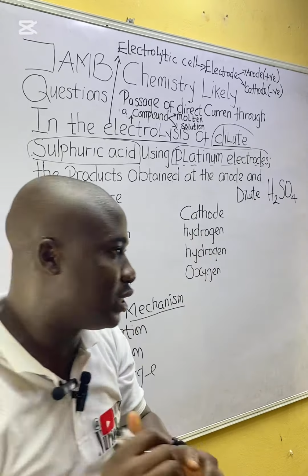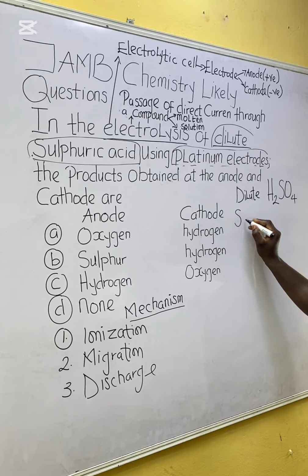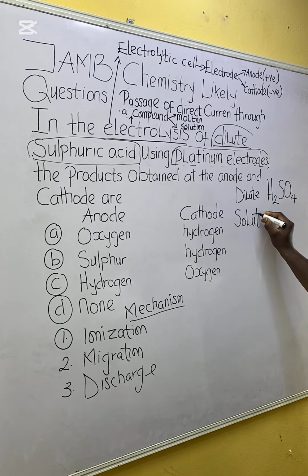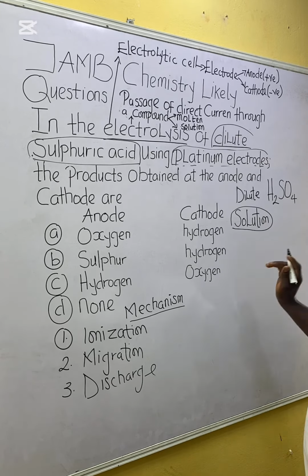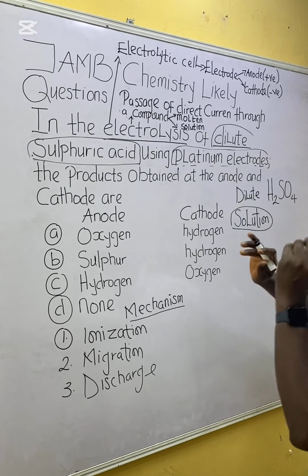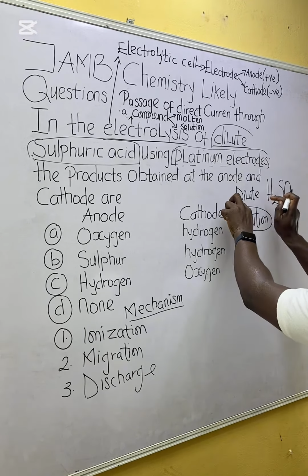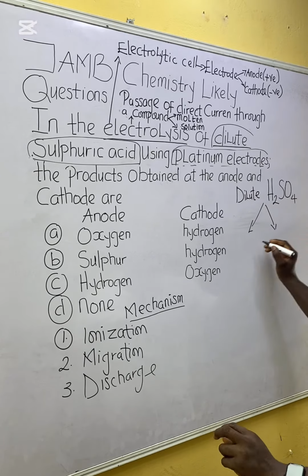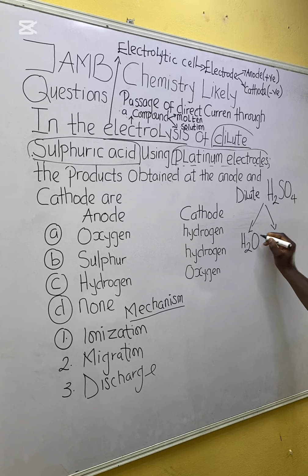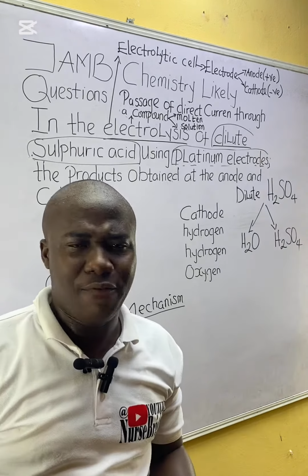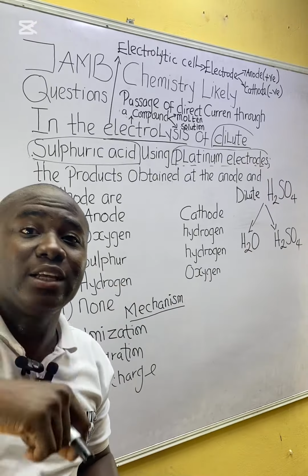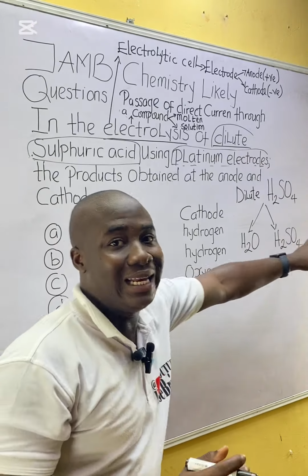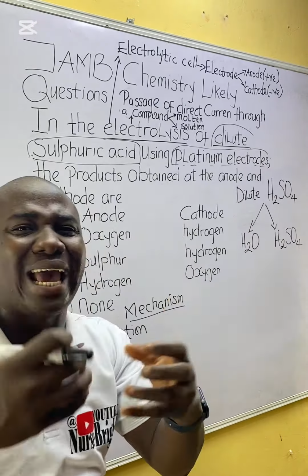So please watch closely. Whenever you see any question on that aspect, where the compound is a solution, that means it's going to be the compound and water. Because this is a solution. Dilute H2SO4 is going to be now, listen carefully, H2O and as well the compound which is H2SO4. I believe you are following. It is very, very easy. It's going to be water and H2SO4 because they said it was diluted.